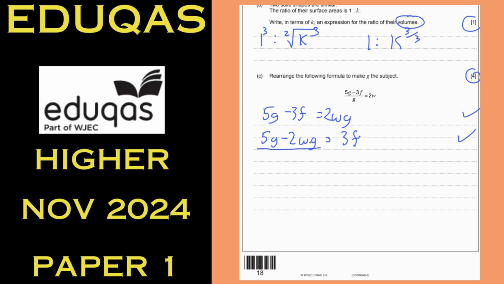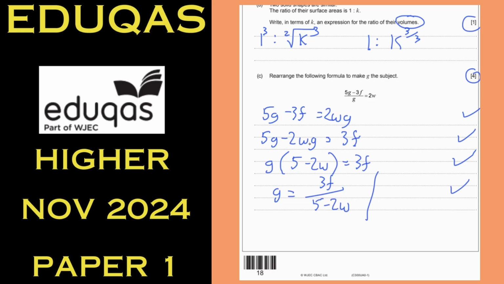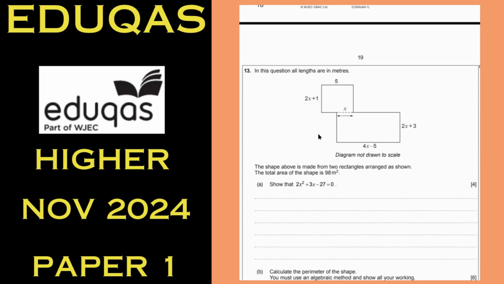By isolating the G's, you can now take a G out. We've earned 3 out of 4, and we've now got G on its own if we divide both sides by the brackets. 4 marks, and if you took your G's to the other side, you should simply have different signs in front of every aspect of my answer. But it's all good. They both earn 4 marks. Number 13.